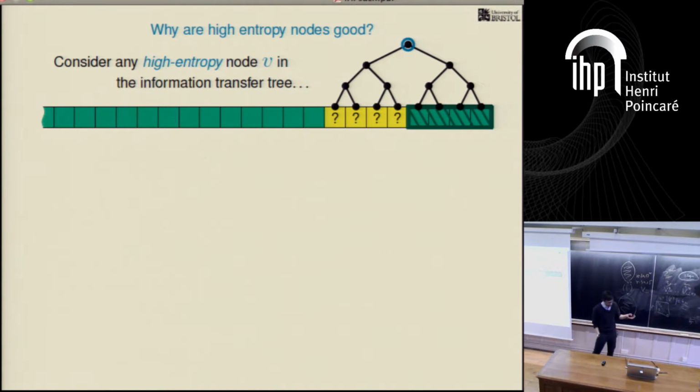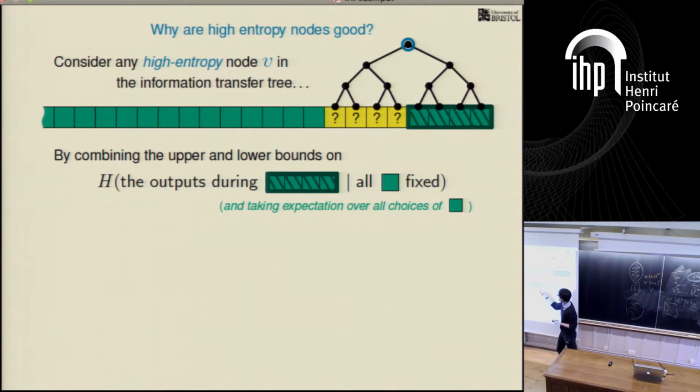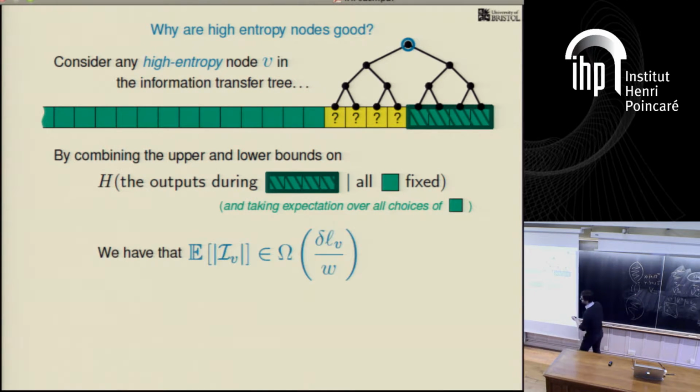Okay, so this is essentially what I just said. So why are high entropy nodes good? If you consider some high entropy node in the information transfer tree, by combining the lower bound from it being a high entropy node and the upper bound that we saw before, the connection between information transfer and entropy, and then taking expectation over the choices of the fixed stuff, you get this. The expected information transfer is at least delta times the length. This is missing an LV. LV is the length of the interval divided by W. You rearrange, plug it in, you get that.